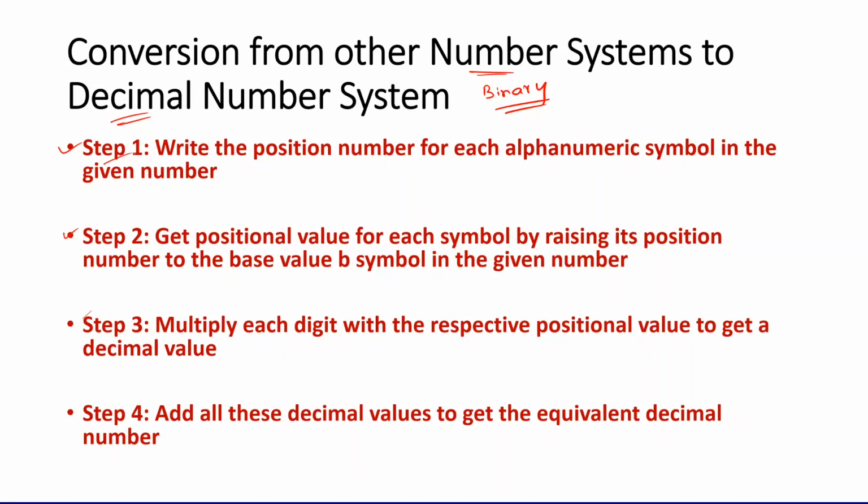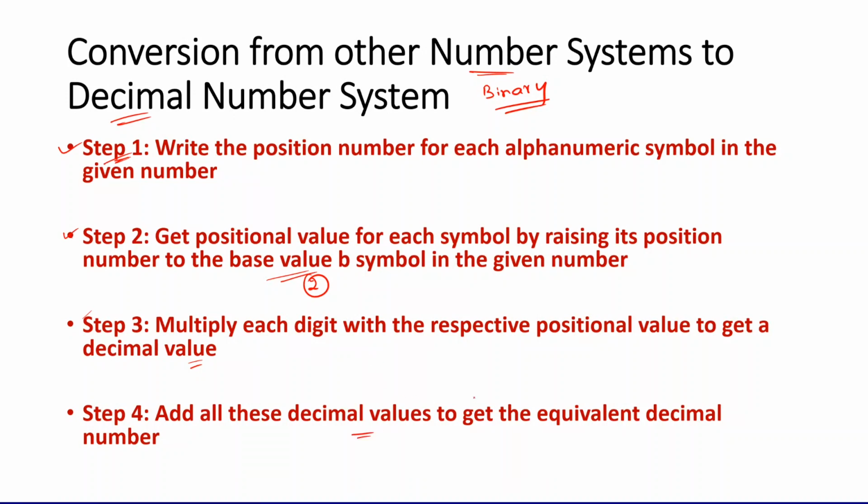Step 1, write a position number for each alphanumeric symbol in the given number. First we have to write a position number. Then get the positional value for each symbol by raising the base value to its position. The base value in the binary number system is 2. Multiply each digit with the respective positional value to get the decimal value. Then add all the decimal values you got in step 3 to get the equivalent decimal number.